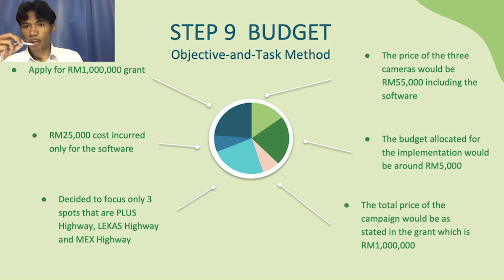We use 25,000 ringgit for the software of the camera, which we can purchase from a company in Singapore. And then we are focusing on highways, mainly heavy traffic highways. And the price of the camera itself, including the software, is around 50 to 60,000.